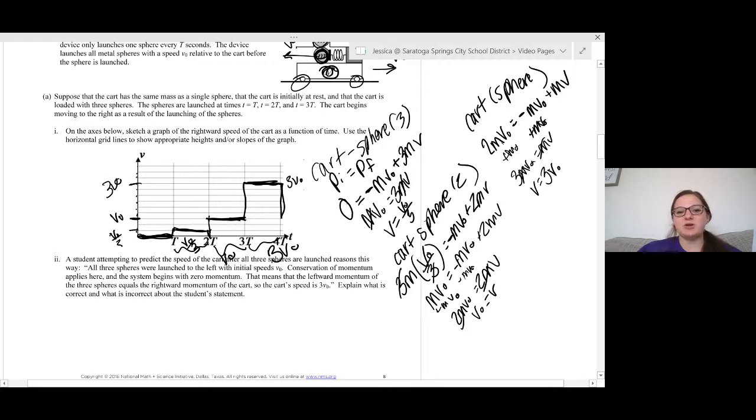So things we might want to look out for on a graph like this is there being slopes when there shouldn't be, either positive or negative, or the step increases not being proper.